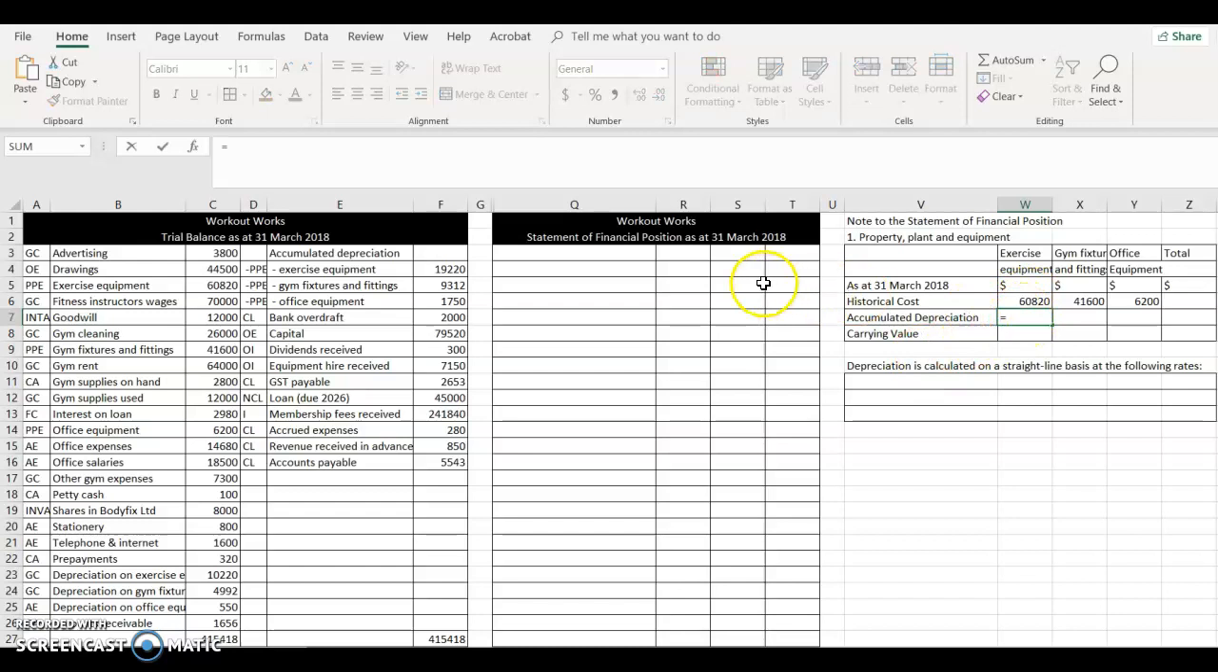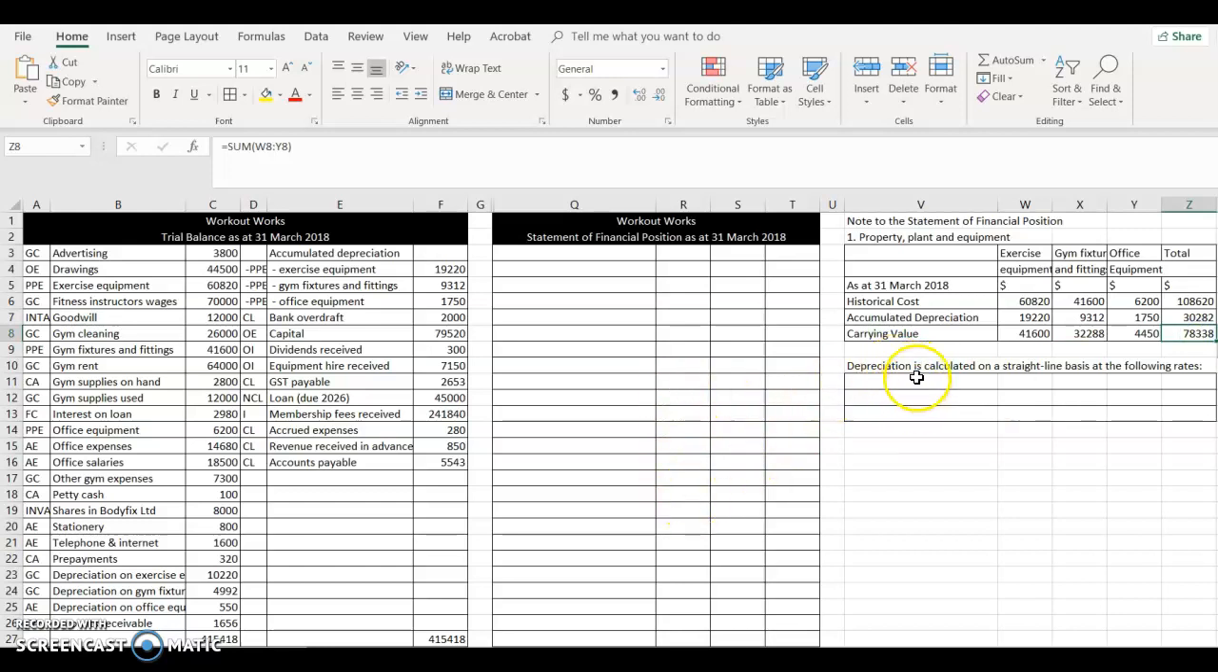The accumulated depreciation for the exercise equipment, for the gym, and for the office equipment. Again, useful on computer because we can use formulas. The cost minus accumulated depreciation is the carrying amount, and we'll fill that across. And we might just auto sum here as well, to get this figure here, which will come over to the balance sheet.